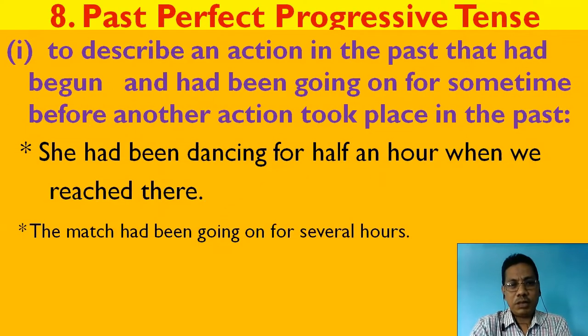Then let us come on with the past perfect progressive tense. It is used to describe an action in the past that had begun and had been going on for some time before another action took place in the past. Like, she had been dancing for half an hour when we reached there. The match had been going on for several hours.